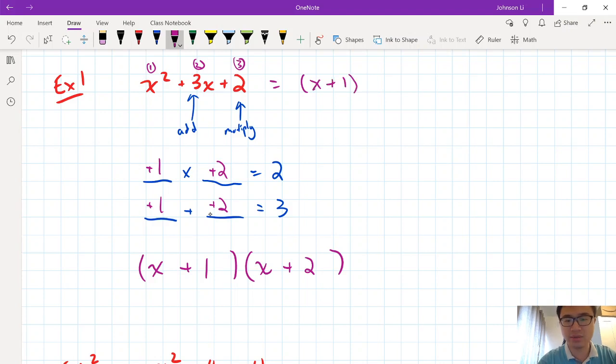This is going to be equal to these two binomials, because again, they have two terms, 1 and 2, that are being multiplied to each other. Okay, we'll do a few more examples.